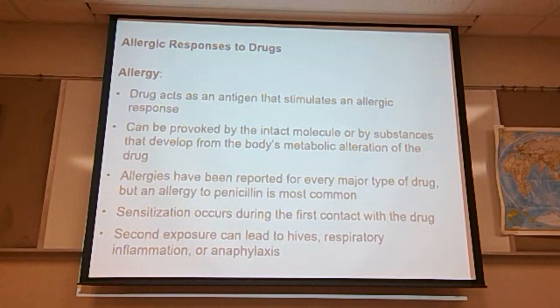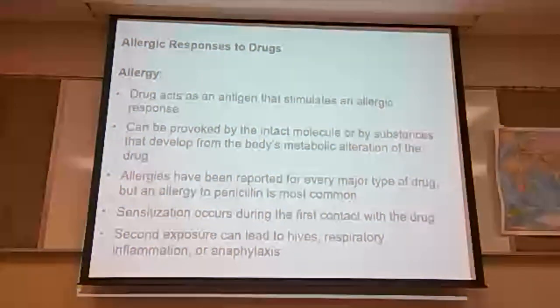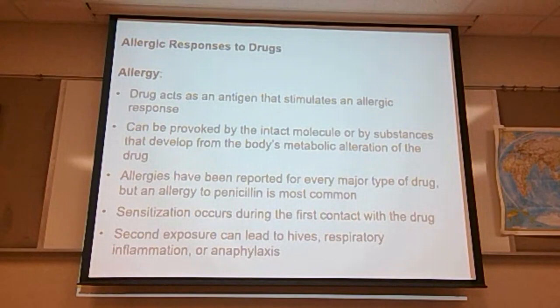The allergic reactions that can happen to our antimicrobials. The drug actually acts as an antigen that stimulates an immune response or an allergic response. These can be provoked by intact molecules or by substances that develop from the body's alteration of the drug. Allergies have been reported for every major type of drug, but an allergy to penicillin is the most common. Sensitization occurs during the first contact with the drug. The second exposure can lead to hives, respiratory inflammation, or anaphylaxis.